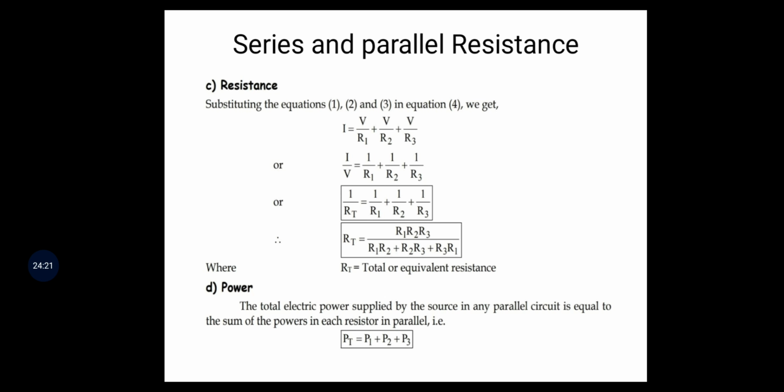The total electric power supplied by the source in any parallel circuit is equal to the sum of the powers in each resistor. So here PT equals P1 plus P2 plus P3.